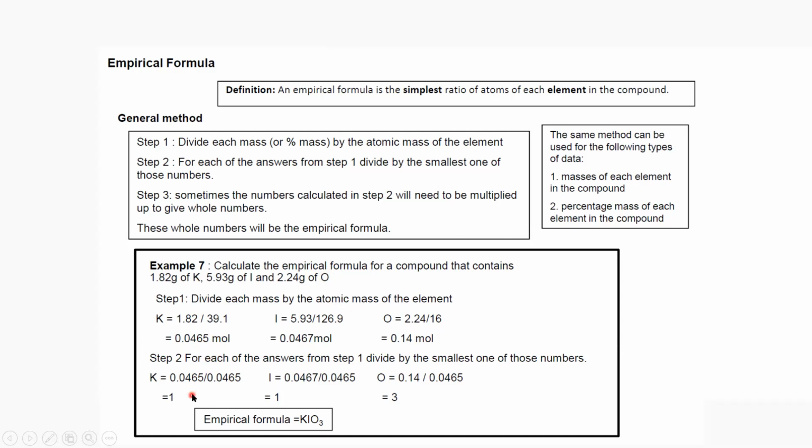So when we divide them by the smallest value, for potassium it is coming out 1, for iodine it is coming out 1, and for oxygen it is also coming out 1. So the empirical formula of this compound is 1 potassium, 1 iodine, and 3 oxygen. So it is KIO3. Is it clear how we work out the empirical formula of a compound? And this we already discussed in the O levels.